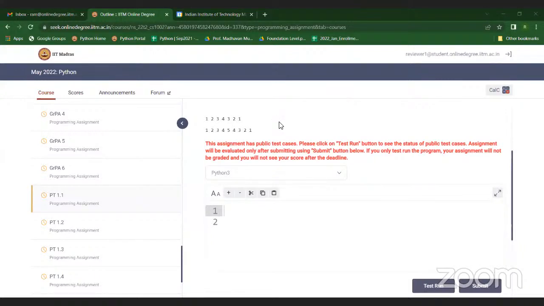So only 9 people have completed. Expect at least 5 more people to complete it. After that, we will look at the solution.